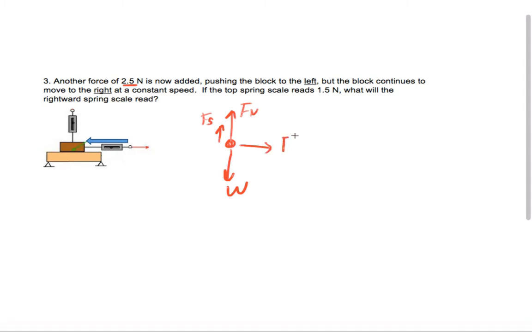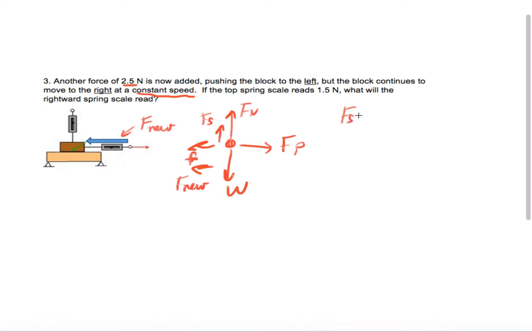I'm going to have the pulling force to the right. I'm going to have friction to the left. And I'm going to have this force that I'm going to call F nu. It's a new force. I'll draw it going this way, and I'll call it F nu. And we're moving at constant speed. So let's balance our equations.